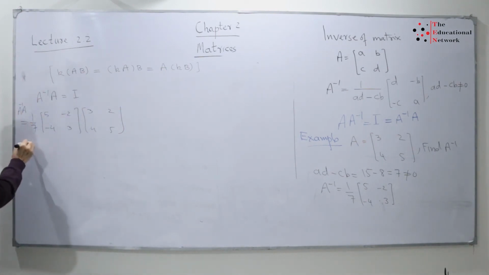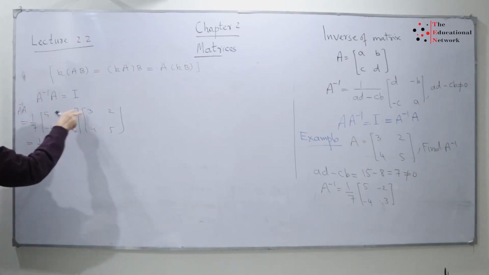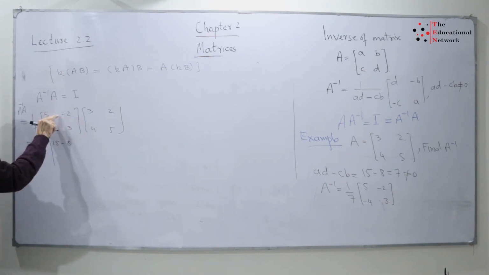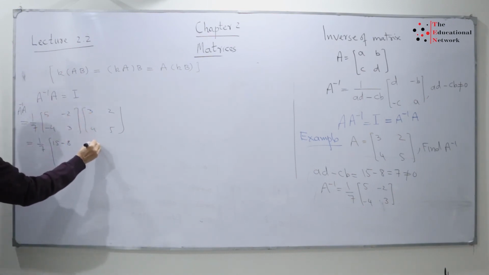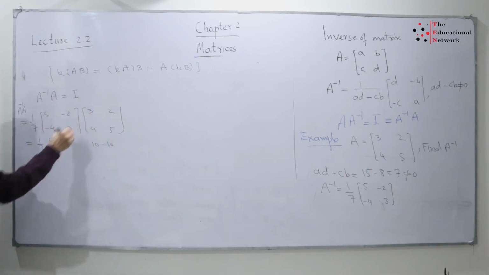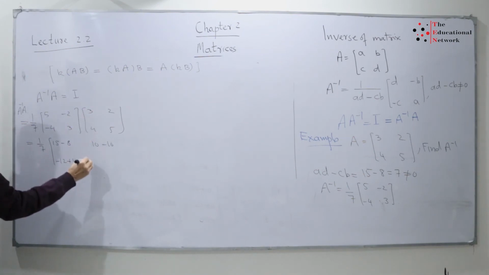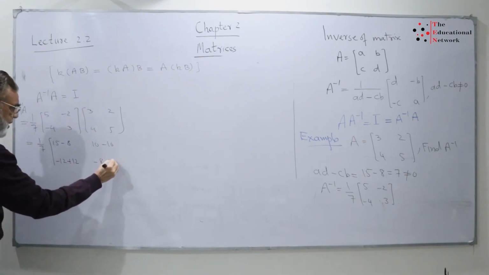So I multiply them. I get 1 upon 7 out. First row with the first column, we get 15 minus 8. First row with the second column, 10 minus 10. Second row with the first column, minus 12 plus 12. Second row with the second column, we get 8 plus 15.